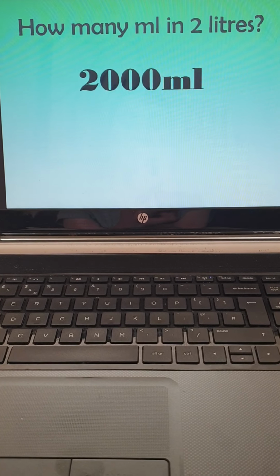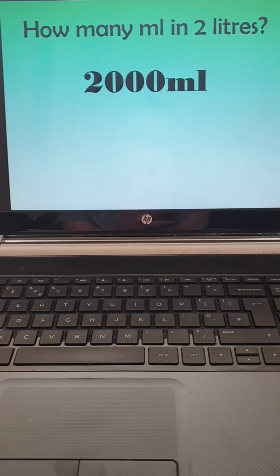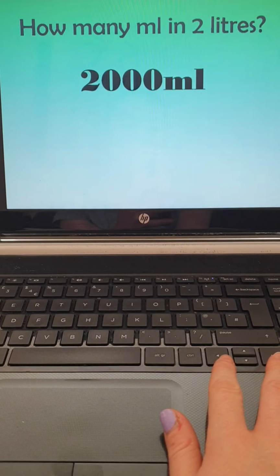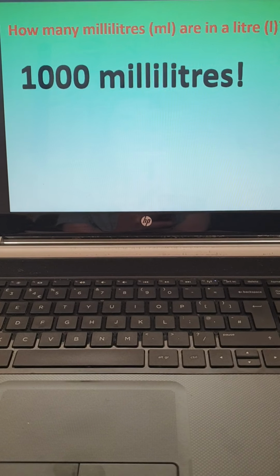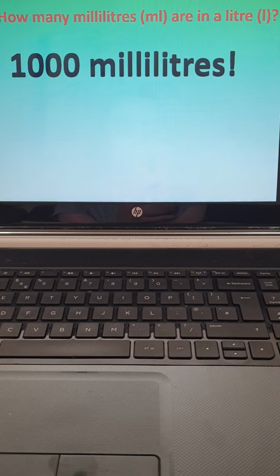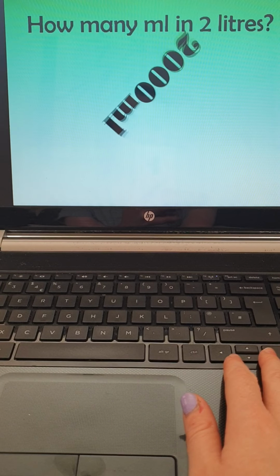How many milliliters in 2 liters? There are 2,000. Now, I wonder how many milliliters would be in half of a liter. If one whole liter is 1,000, what would half of a liter be? That's right, it would be 500 milliliters. Well done.